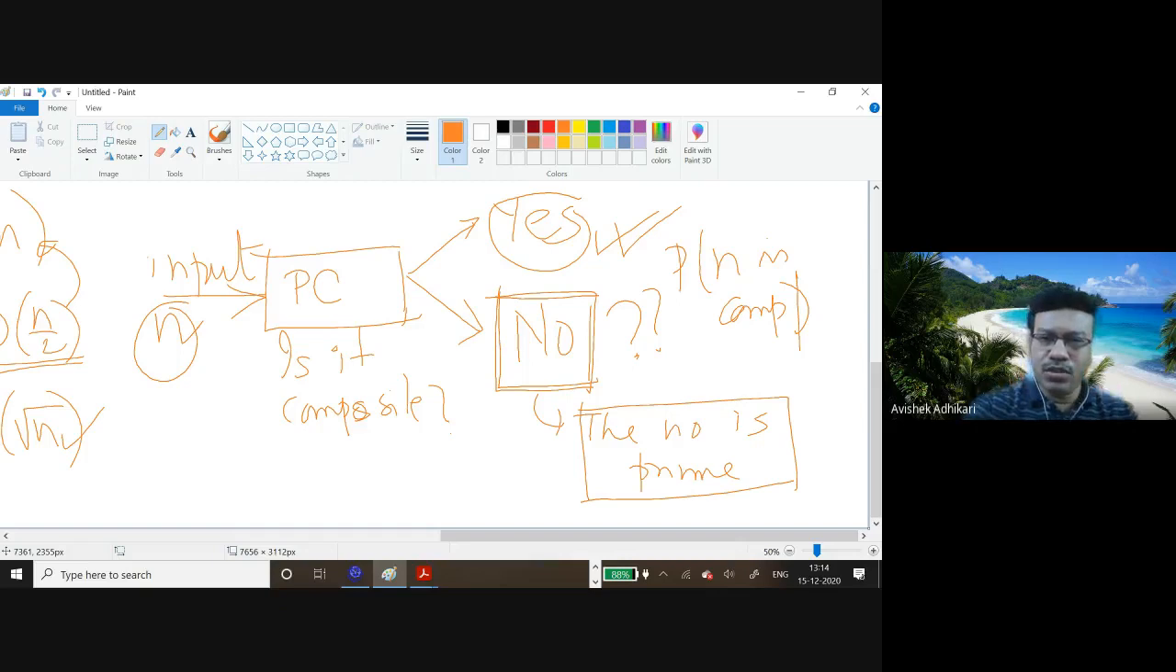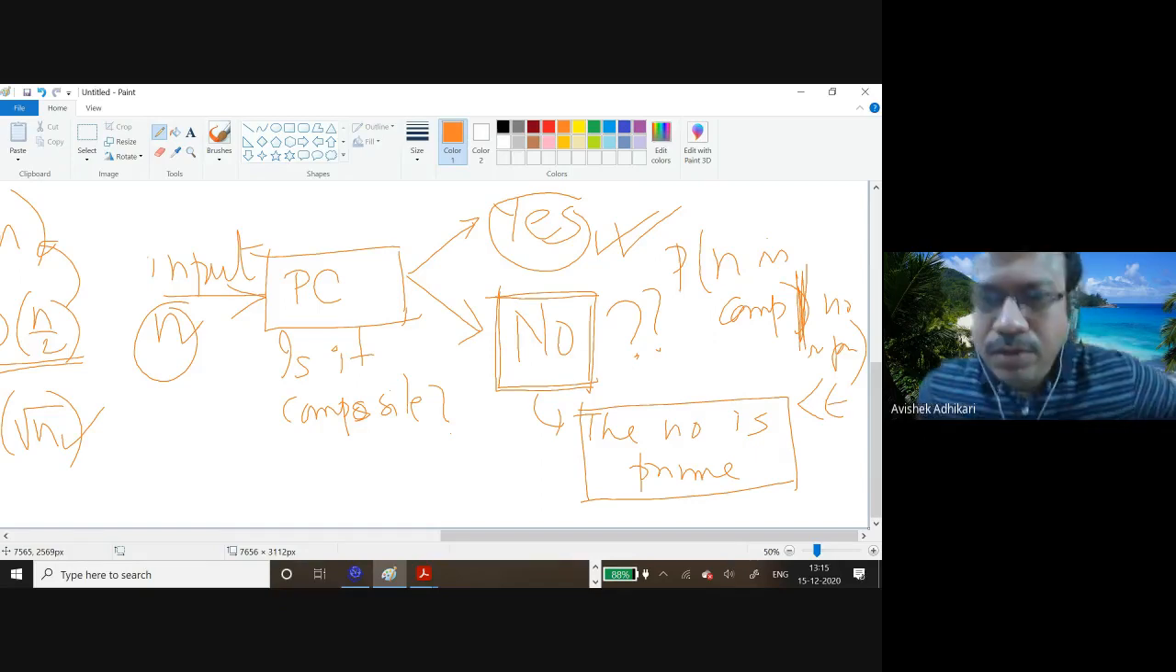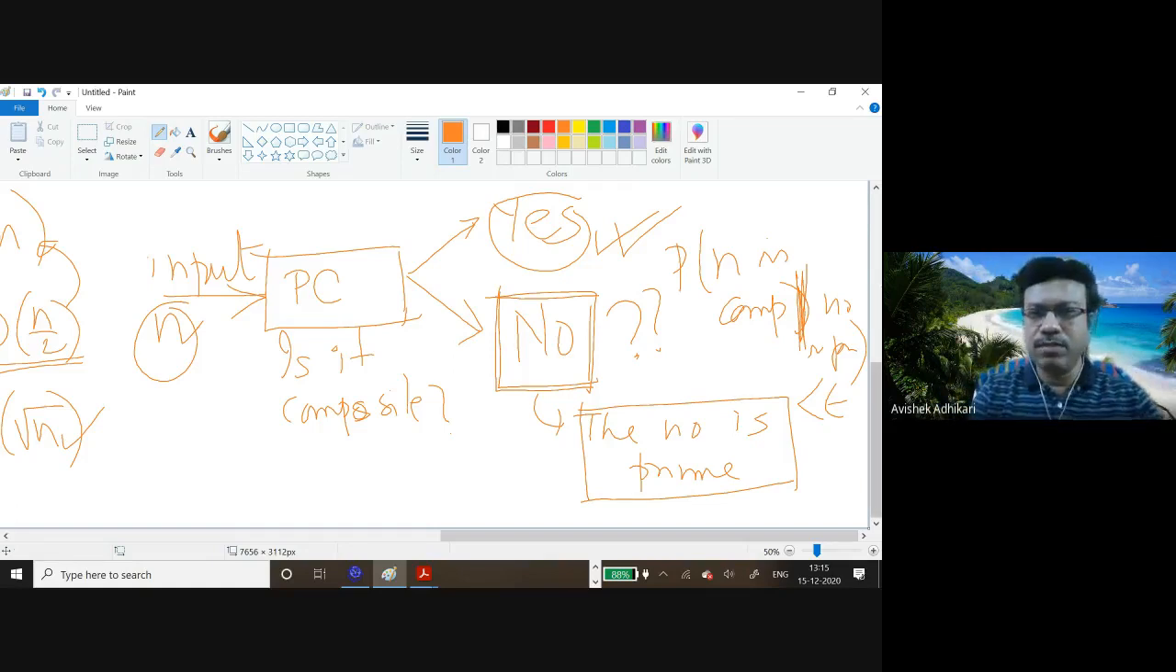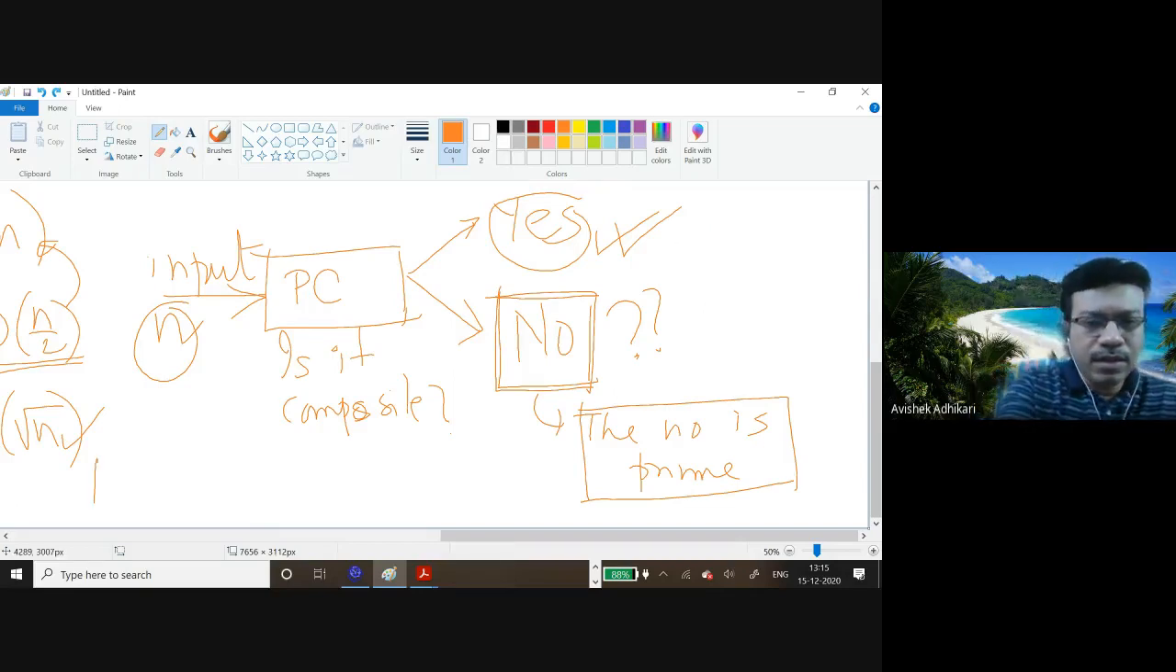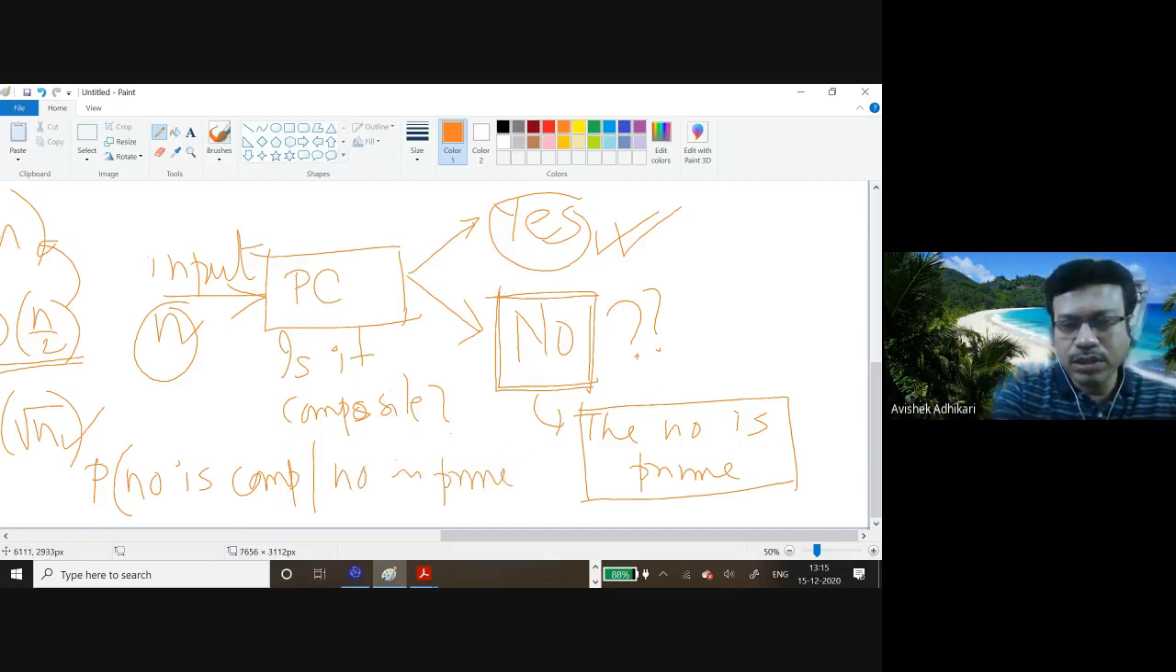So the probability that the number is composite, given that the number is prime. This is the conditional probability, and it should be less than epsilon. That is the meaning of the error probability. Is it clear? So I'm writing it once again, as this is a little messy here. What is that error? The probability that the number is composite, given that the number is prime. So this is the error. This error should be less than epsilon. That means you have bounded the error.